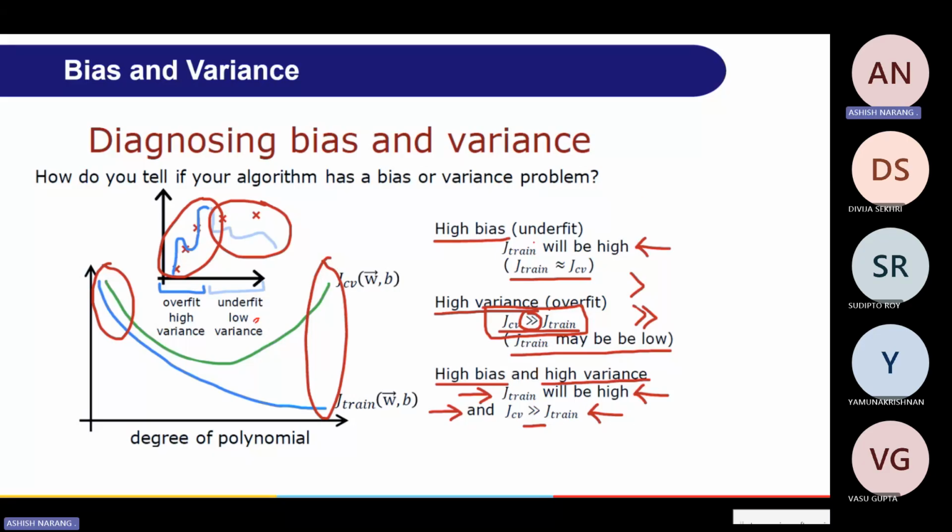High bias, underfit. J train will be high. High variance, overfit. So test error will be high, right? While the J train may be low, training error may be low. High bias, high variance. J train will be high. This will also be high.